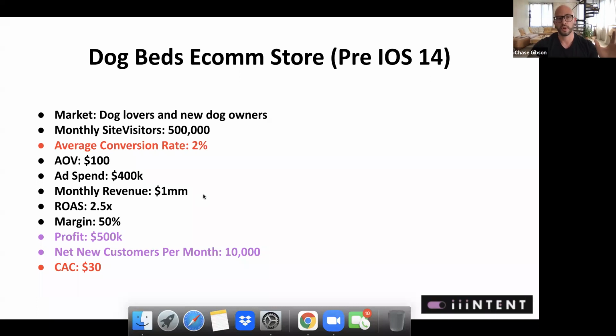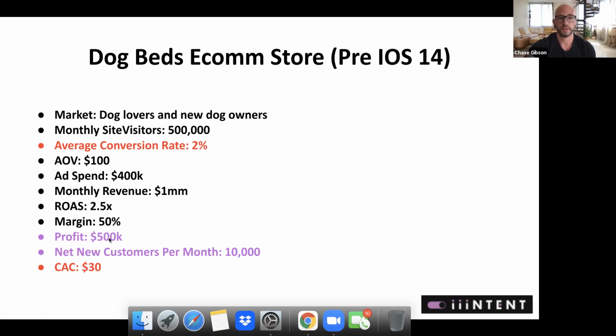We'll use this example for the whole presentation, so I just want you guys to have these numbers in mind. The way that most e-com stores are set up, and this is just an example, is about a 2% conversion rate on the site visitors. We're going to use the dog bed example because I love dogs, and I use that in all my presentations. Let's just say we had a hypothetical dog bed e-com store. They're getting 500,000 visitors to their site every month. They're spending about 400 grand in ad spend. Average order value is about $100. Monthly revenue is $1 million. Their margins are 50%. Return on ad spend is about 2.5x.